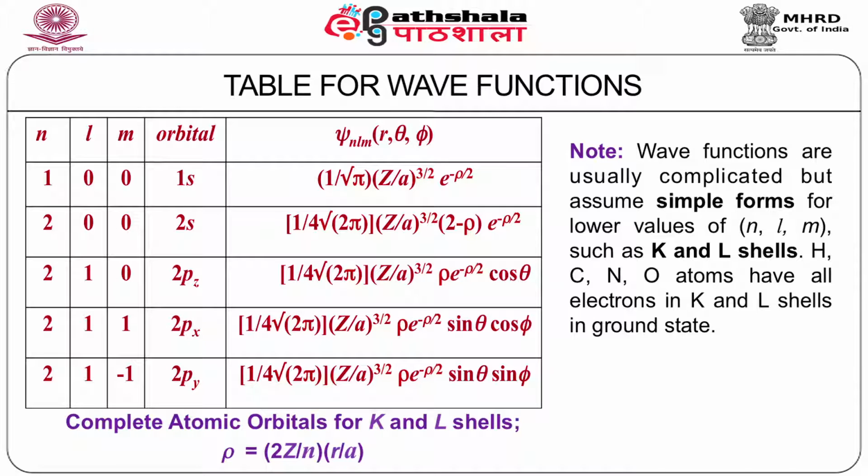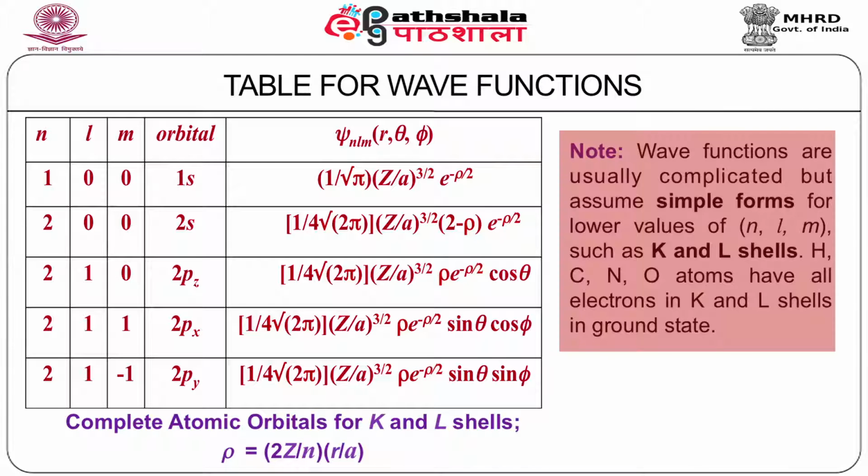Now, why do we tabulate the orbitals for K and L shells only? That's because the basic components of living molecules in a living cell are hydrogen, carbon, nitrogen, and oxygen atoms. And all these atoms have electrons in K and L shells in the ground state.